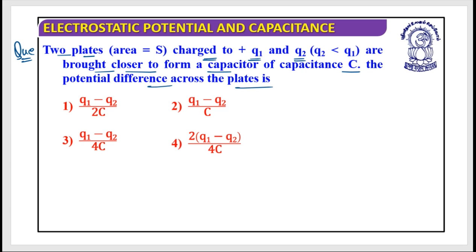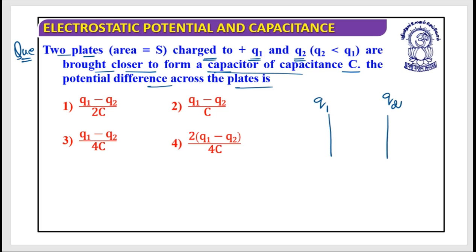What this says is that this is one of the plates, this is the second plate, and this plate has been given a charge Q1. This plate has been given a charge Q2. And let's assume that these two plates form a capacitance of capacity C, the potential difference across the plates.